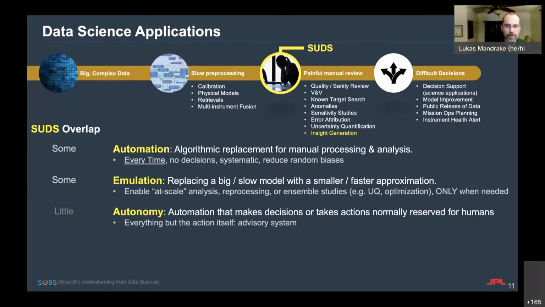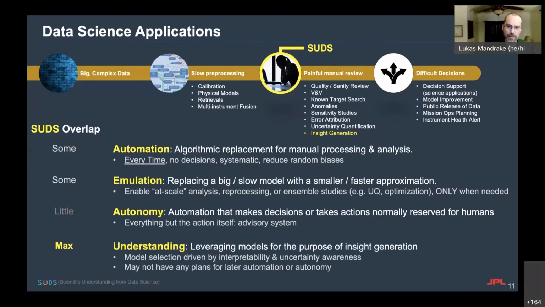Autonomy is separate from, but can involve, data science approaches, and is defined by actually making decisions normally reserved for humans, not just automation. While there are onboard science autonomy applications that support SUDS by capturing science phenomena otherwise out of our reach, SUDS is otherwise distinct from autonomy.